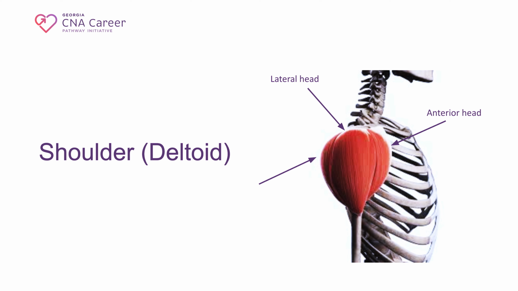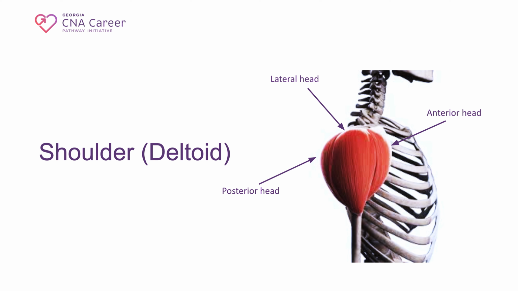2. Lateral head. The lateral head is the medial head of the three. This head allows abduction of the arm and lateral extension of the shoulder joint. 3. Posterior head. Lastly, the posterior head is the final head of the shoulder muscle.